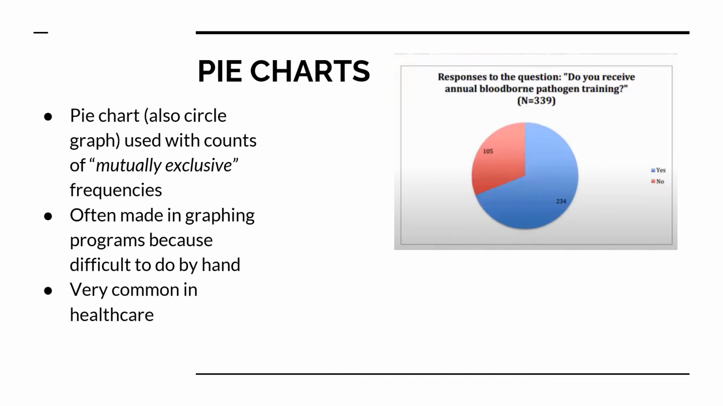For example, if you look at this one right here, the question was, do you receive annual bloodborne pathogen training? The only answers that you can get from your samples are yes or no, and then of course they fill out the chart accordingly. There's no yes and no, like I fall within both categories. It's either that you do or you don't. So a lot of these are very black and white. It's either or. And these are actually really common in healthcare, so you'll see a lot of these.